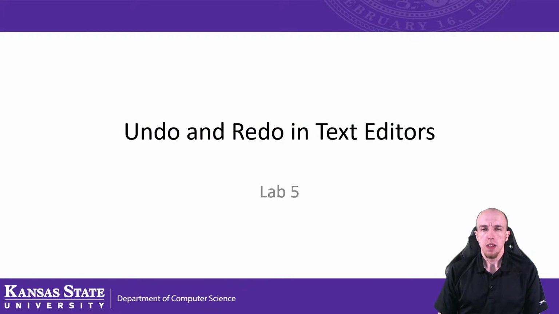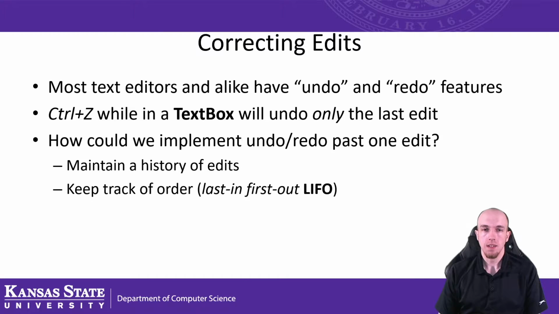For this lab, we will be looking at how to implement a simple undo and redo functionality in our text editor. To do that, we'll be using a new data structure called a stack. As you know, most word processing applications that you use have pretty dynamic undo and redo functionality. In C#, the text box control does actually have some undo functionality if you press Ctrl Z, but it will only undo your last edit and will not go past that.